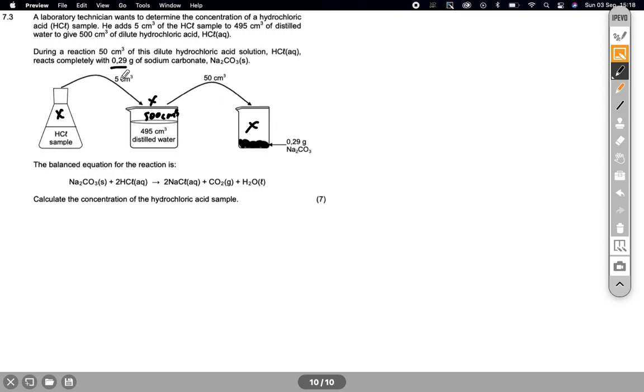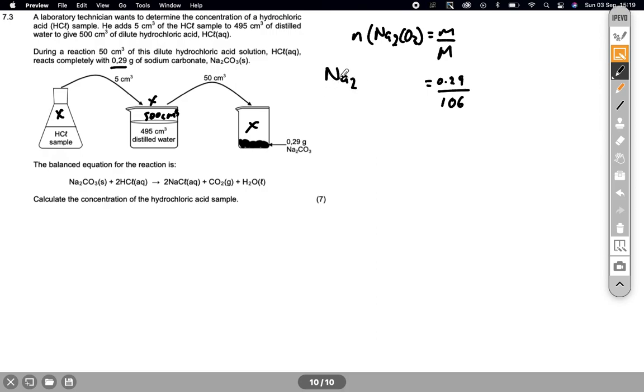So we are given the grams of sodium carbonate. So we can easily go to moles from there. So we can say number of moles of sodium carbonate equals mass over molar mass. And the mass is 0.29 as given. The molar mass you can find on the periodic table, which has a total of 106. And remember, when finding your molar mass, you have Na2.